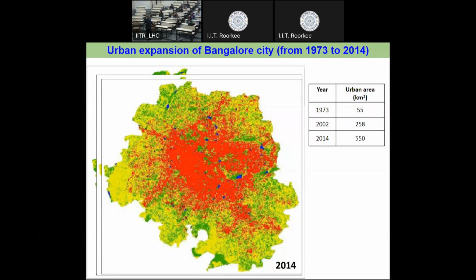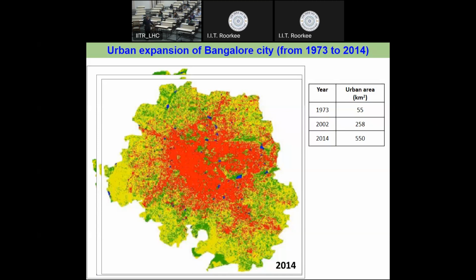So as you can see, this is a huge expansion, and in this expansion, many of the ponds have been occupied, they have been filled, people have constructed houses. Now you may fill a pond, but the topography doesn't change, it remains a low-lying area. So whenever there is high rain, water will rush in from all the sides, causing submergence.